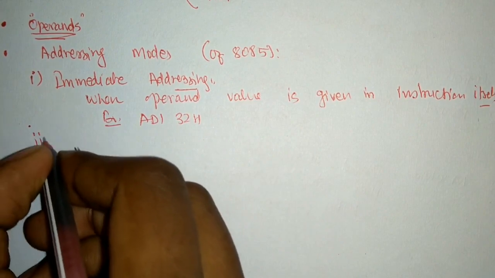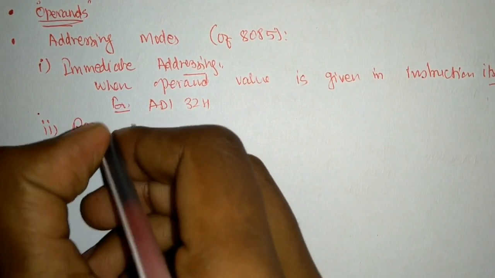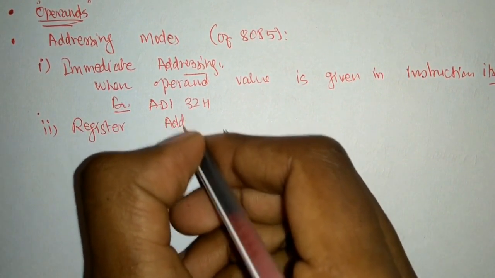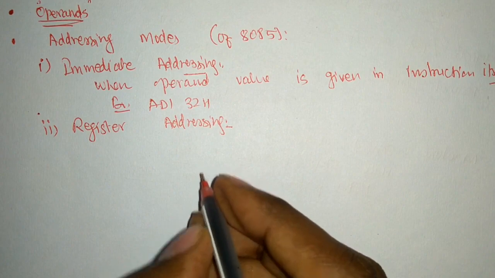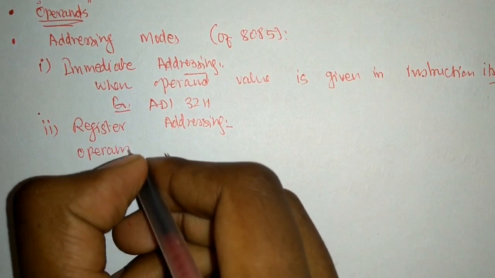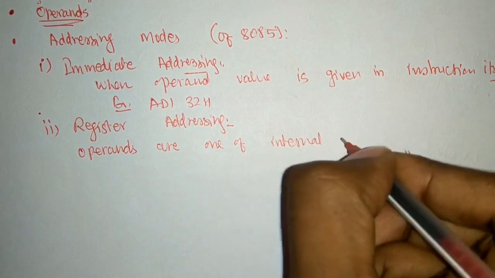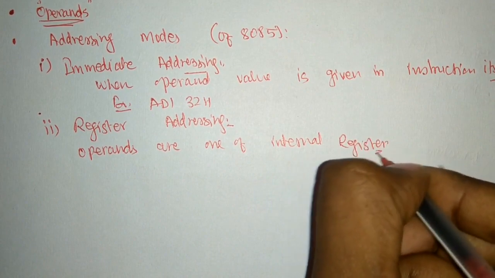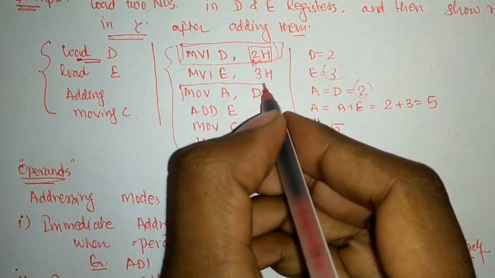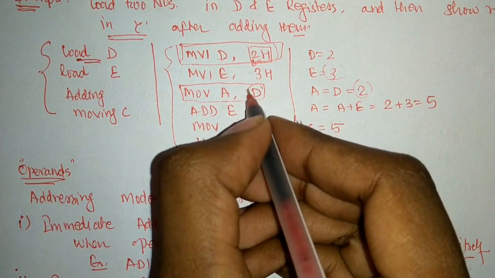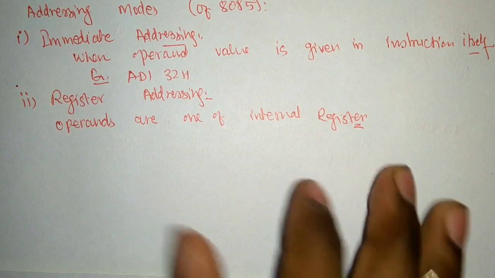Now the second type of addressing mode that we can use for our microprocessor is called register addressing. What is register addressing? In register addressing, the operands are one of the internal registers. If I am using an internal register as my operand, then it will be called register mode or register addressing. So in this case, when I said move the content of D to A, I am giving the instruction in terms of internal registers. That is why it is an example of register addressing.